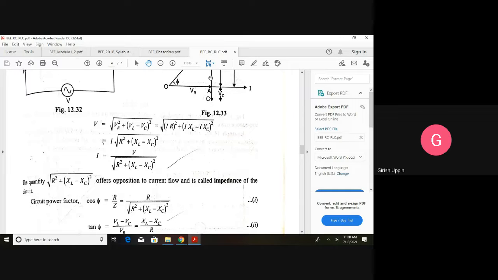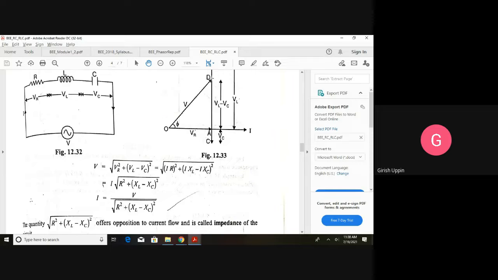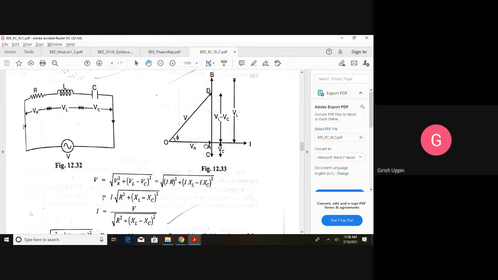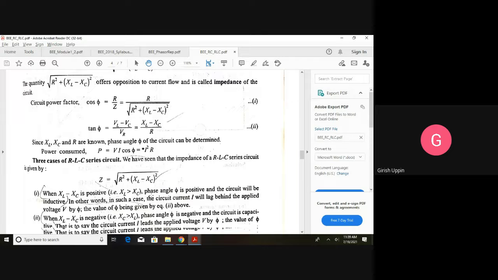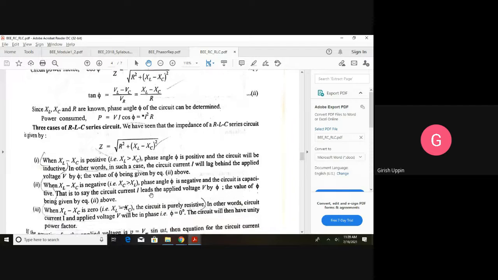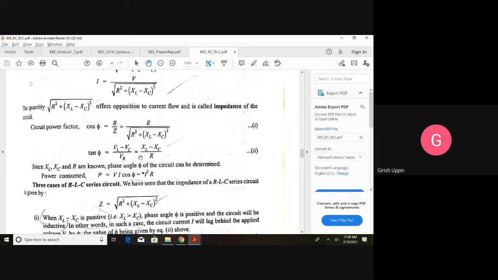Tan phi in terms of the voltage. So in terms of the voltage, this is VL minus VC divided by VR, or it will be XL minus XC divided by R. You can see here, tan phi is equal to VL minus VC divided by VR, or XL minus XC divided by R. And if you try to find the power consumed, it will come as P is equal to VI cos phi. Now, because we have XL minus XC here, in case of an impedance, you can see XL minus XC.